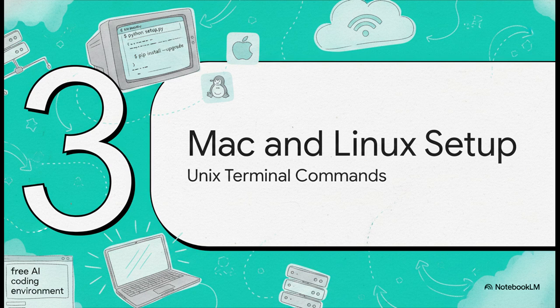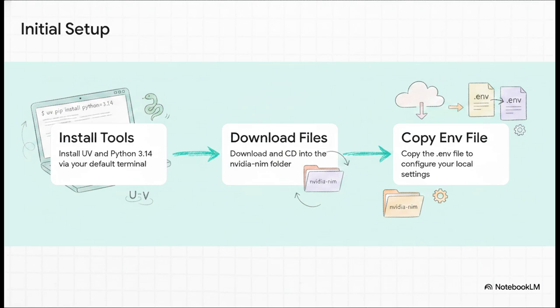Section 3. Mac and Linux setup. Terminal commands for Unix-based systems. All right, step 1. Open up your default terminal or iTerm2 and run the install commands. You'll typically use curl to grab UV and then use UV to install Python 3.14. Next, use the git clone command to download the NVIDIA NIM repository and use cd to change your directory right into that folder. Finally, use the cp command to copy the provided .env.example file to .env so we can safely edit it. These initial commands prep your entire environment.